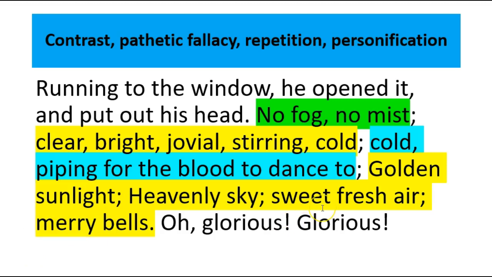And finally, we can also see here how he builds a rhythm to the sentences through his repetition. No fog, no mist, cold, cold piping for the blood to dance to. And even more subtly, he repeats the form of his sentence. So golden sunlight, 2 words. Heavenly sky, 2 words. Merry bells, 2 words. Oh, glorious. So he really gets a rhythm through this repetition of short sentences, 2 words each, or just a few syllables, to give a real excitement and rhythm to his sentences.